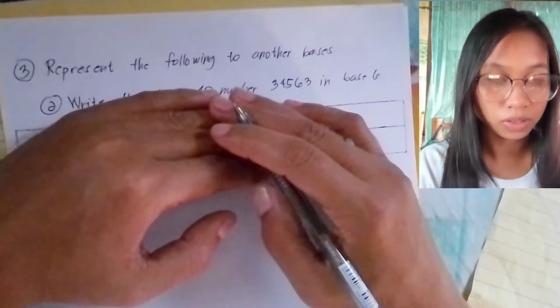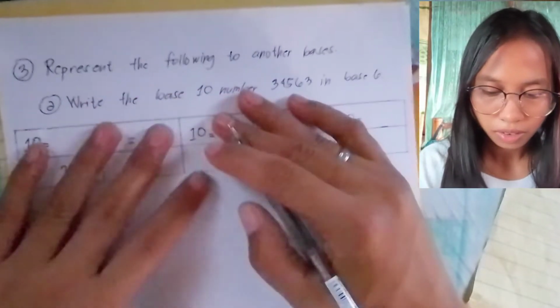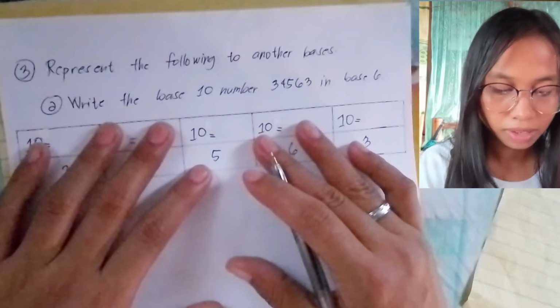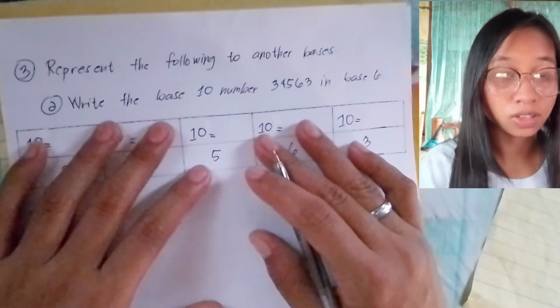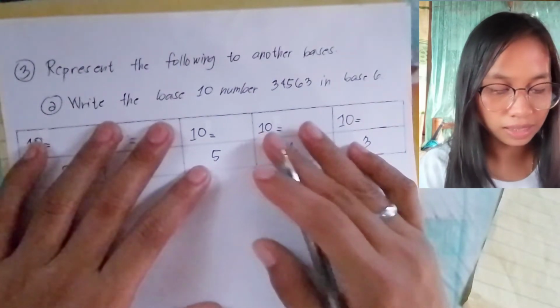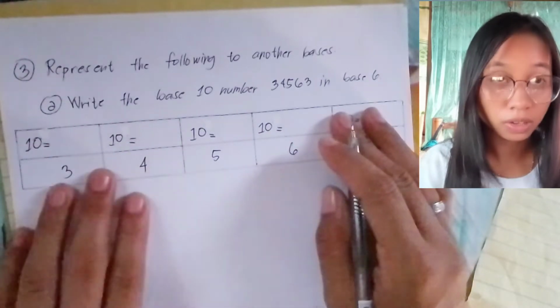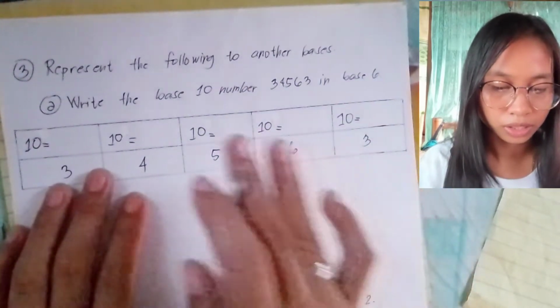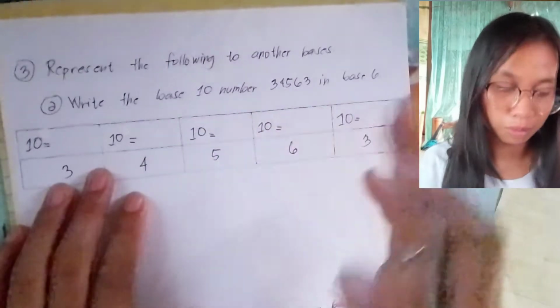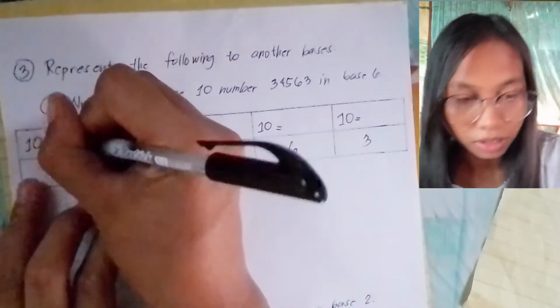Represent the following to another basis. Write the base 10 number 34,563 in base 10. So this is how you are going to convert base 10 to base 6. Let's proceed.